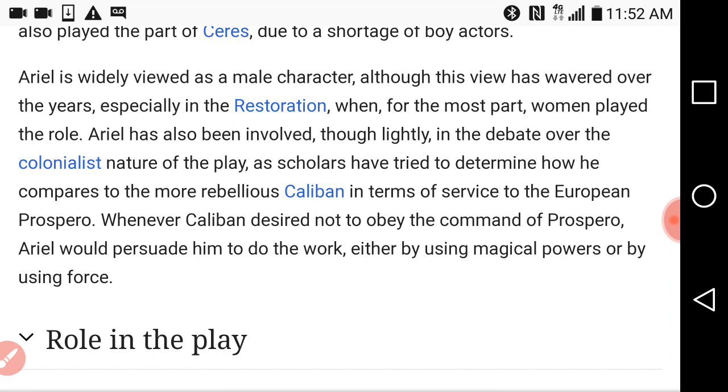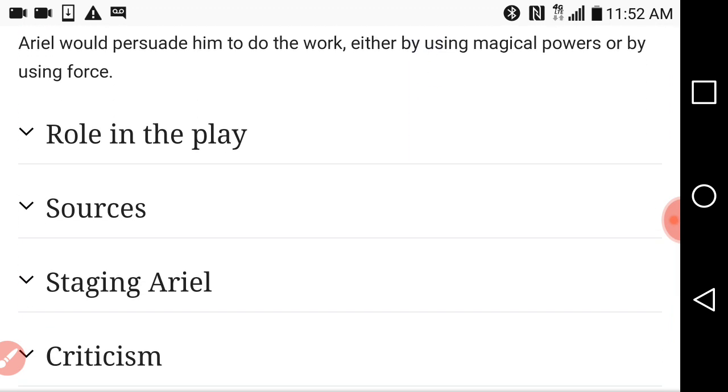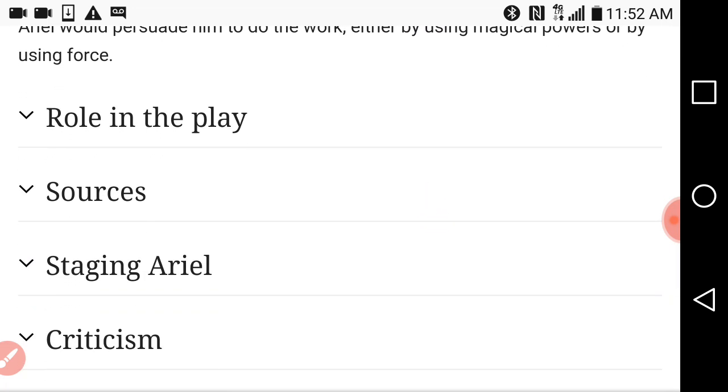All right, you can debate over whatever you want, but when you're replacing male figures that God created with deities that are female, then you have a problem here. Okay, compares to more rebellious Caliban in terms of service to the European Prospero. Whenever Caliban desired not to obey the command of Prospero, Ariel would persuade him to do the work, either by using magical powers or by using force. The Ariels, guys, are God's hands, it looks like.